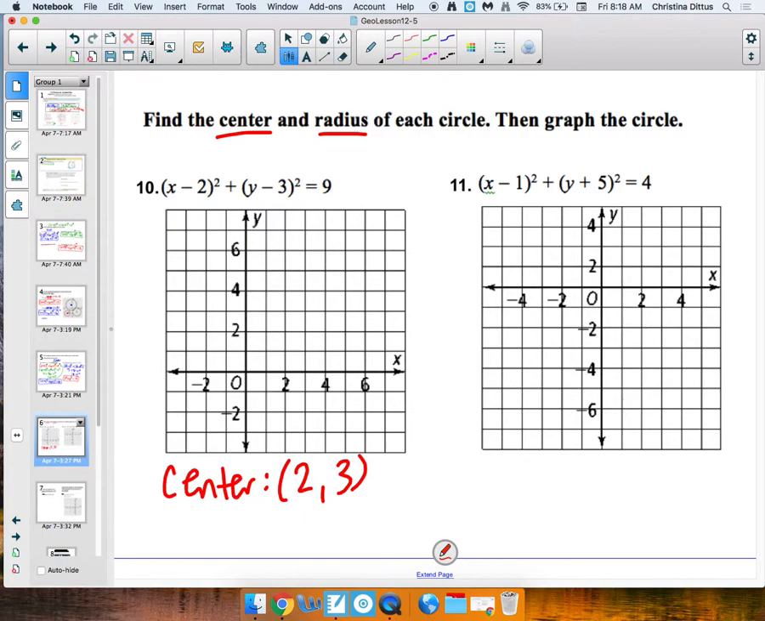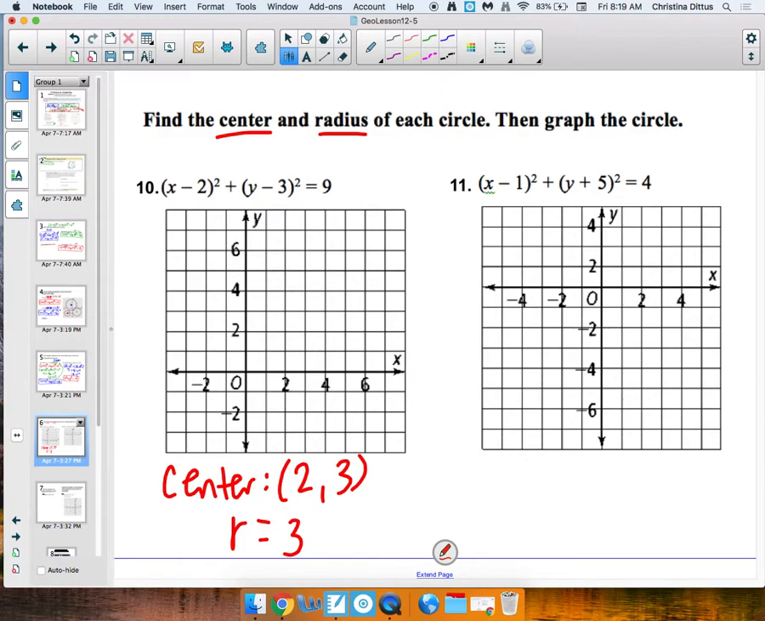Why is it positive? Because our equation is x minus h squared. So if your h is positive, there should be that minus there. Oh, so if it was a plus, then you know it's negative. I also need a radius. What's my radius? 3. How do you get 3? The square root of it. R squared is 9, so my R has to be 3.